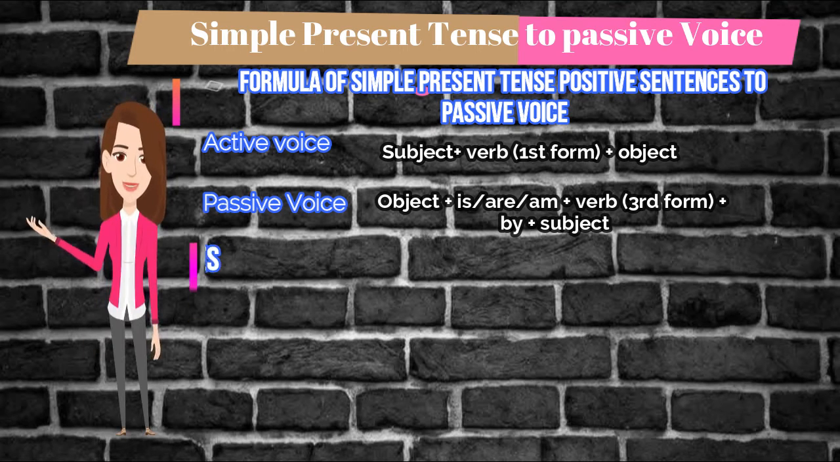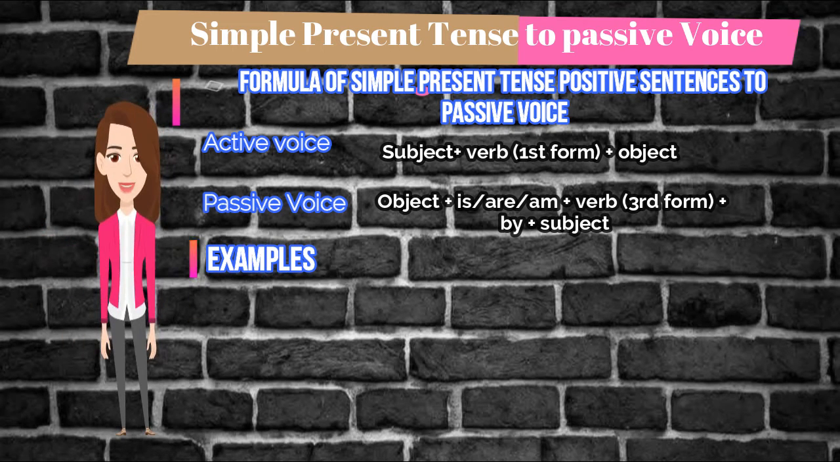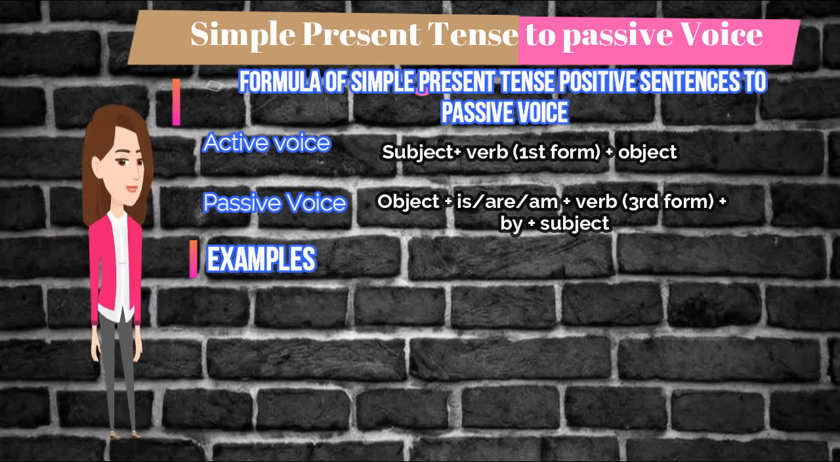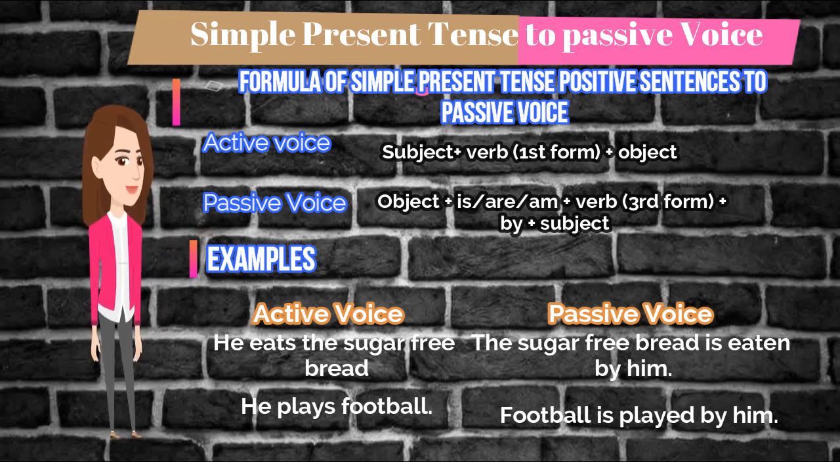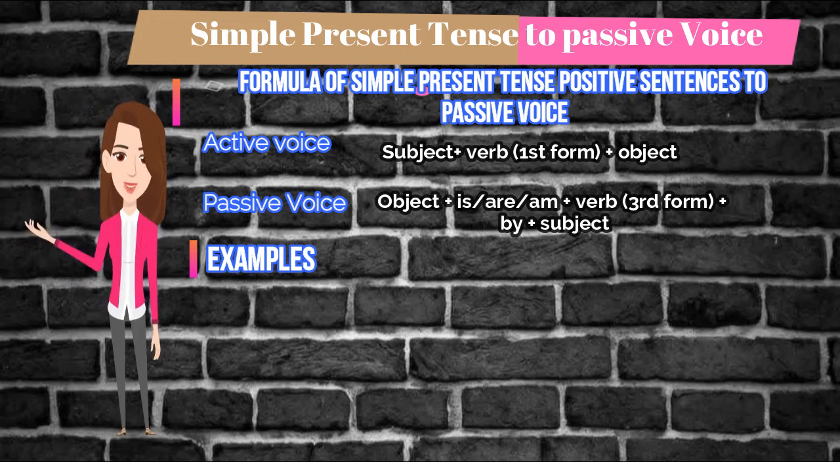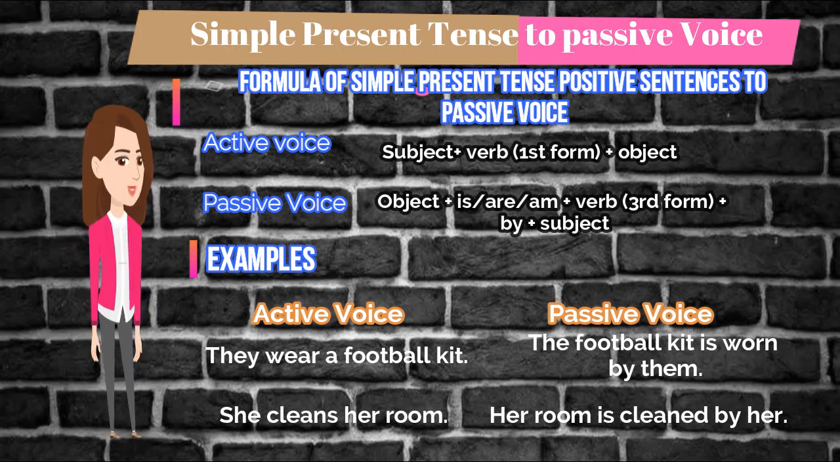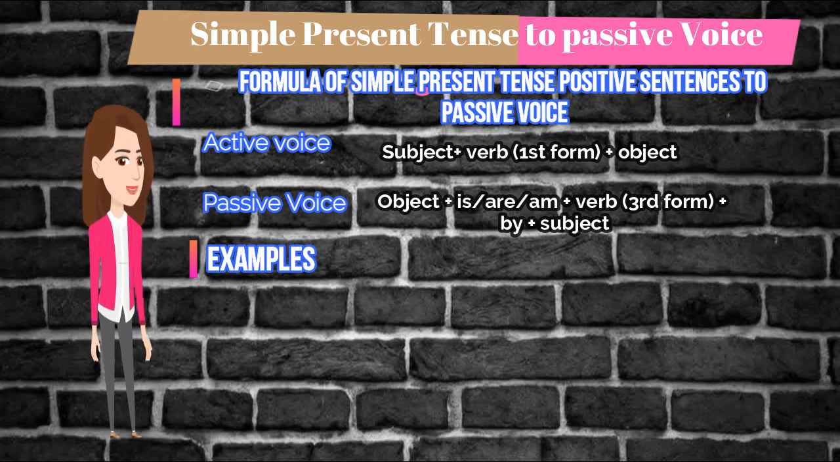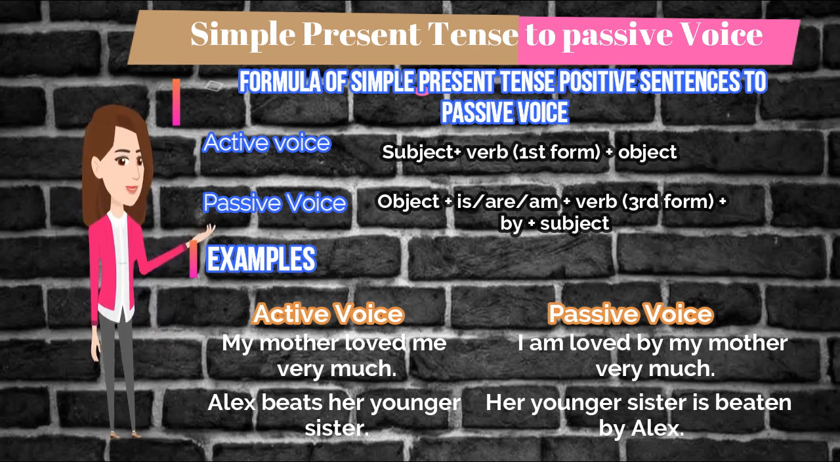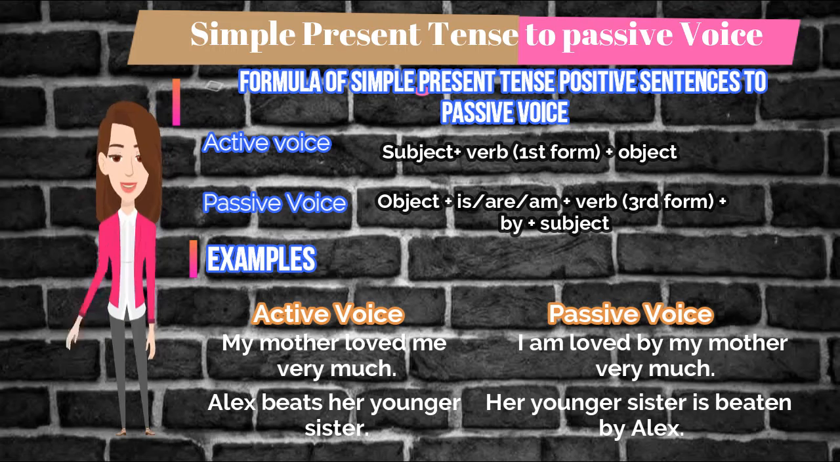Let us see some examples of positive sentences of simple present tense to passive voice. He eats the sugar-free bread. The sugar-free bread is eaten by him. He plays football. Football is played by him. They wear a football kit. The football kit is worn by them. She cleans her room. Her room is cleaned by her. My mother loved me very much. I am loved by my mother very much. Alex beats her younger sister. Her younger sister is beaten by Alex.